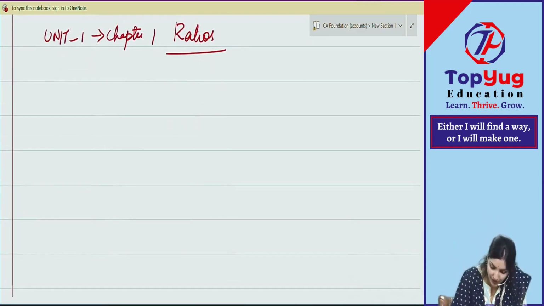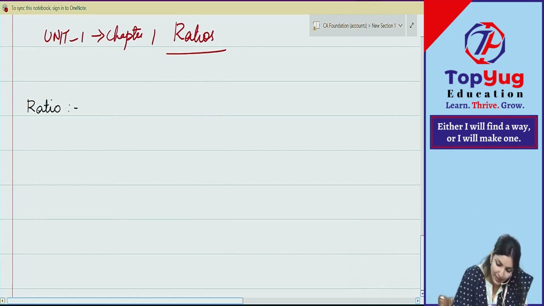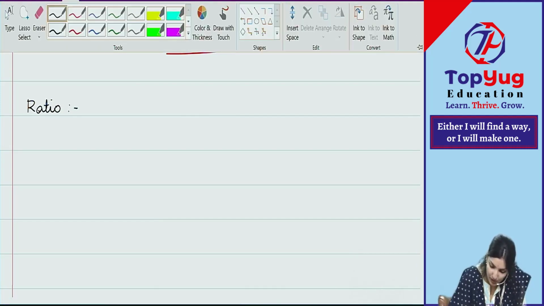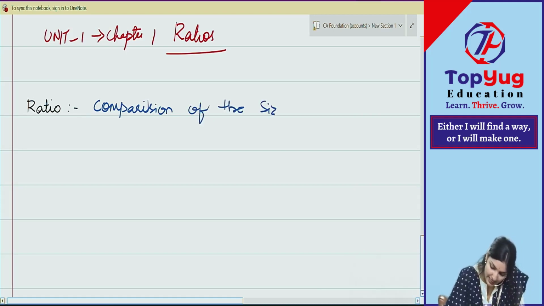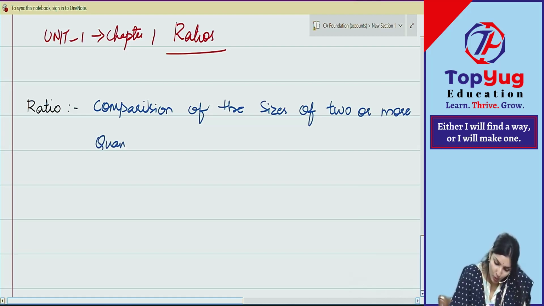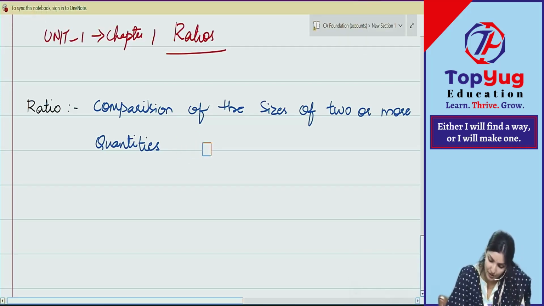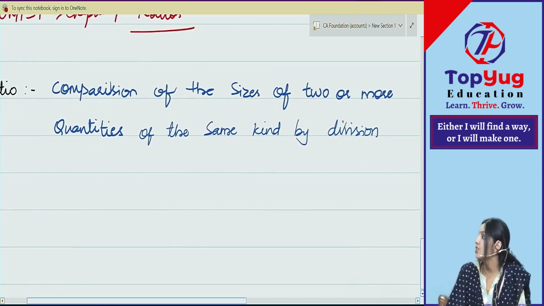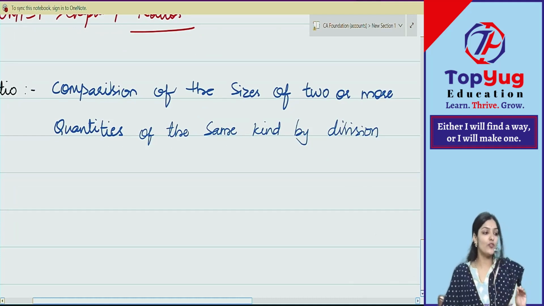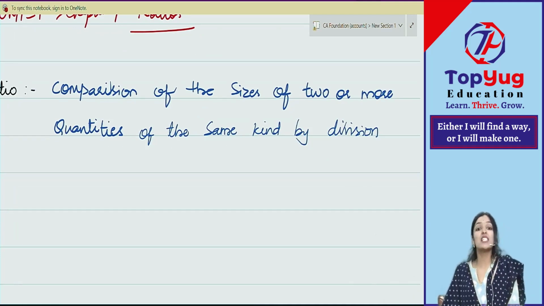So let me write the definition over here. I am writing the technical definition because we should also know the technical definition. Ratio: comparison of the sizes of two or more quantities of the same kind by division is known as ratio. I repeat, comparison of the sizes of two or more quantities of the same kind by division.